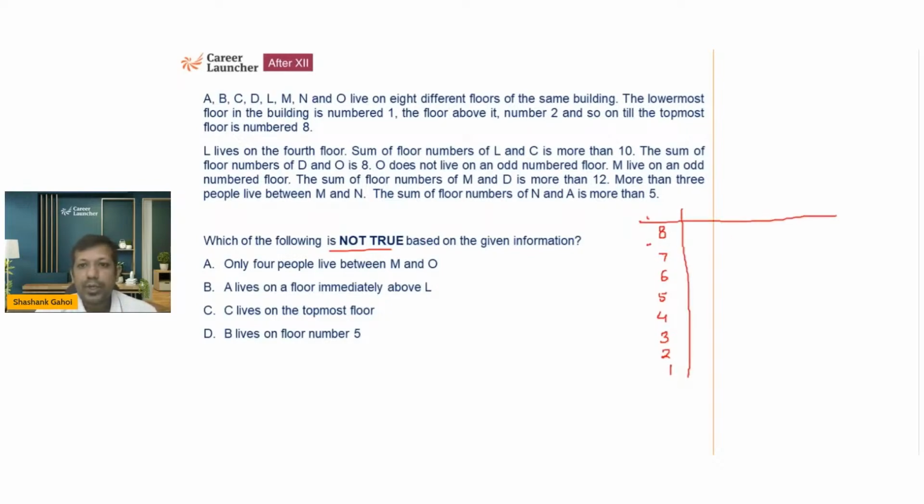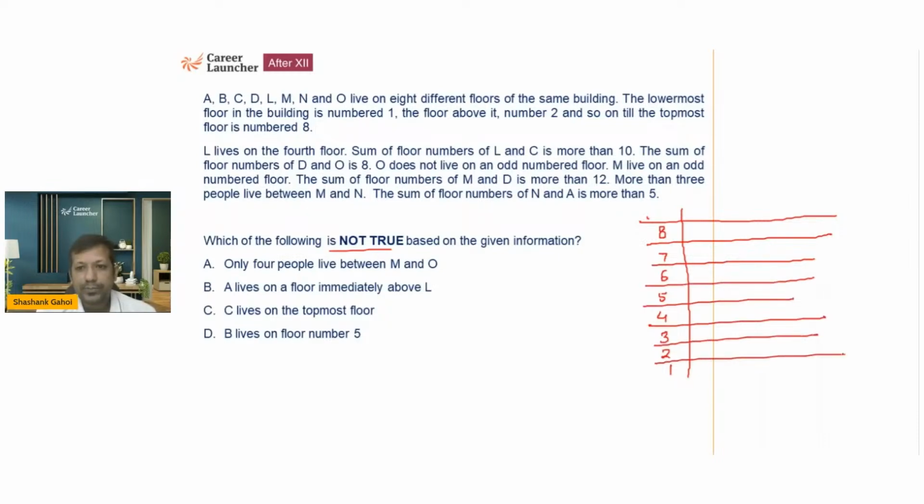So what is the approach that we will be taking? That is the first one. Okay. L lives on the 4th floor. L is on the 4th floor. The sum of floors of L and C is more than 10. Okay, so I can say L plus C is greater than 10. So basically, if L is 4, so C should be greater than or equal to 7, right? So C can be either on 7th floor or 8th floor. Okay, this is what I know.